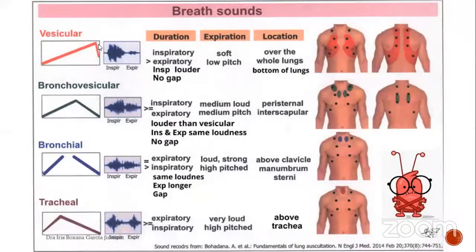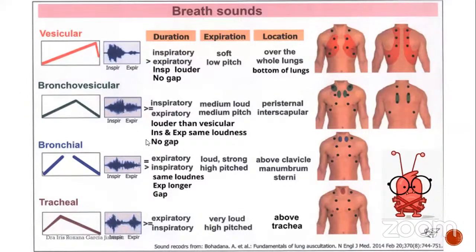Now, in this slide, we are checking the breath sounds, how it works in a schematic way, how the sound could be translated in a picture during the inspiration and expiration. We could check the duration, expiration, location. That's why it's in colors. Please check it at home and try to get as much vocabulary as you can.